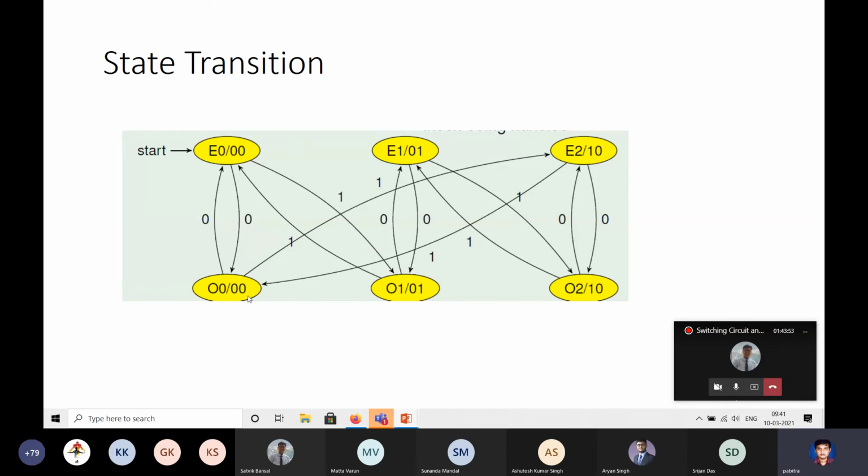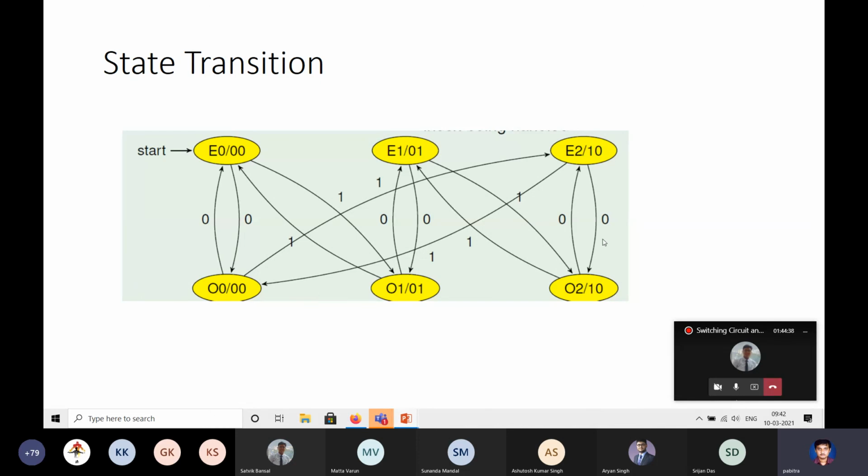Okay, but on 1, E0 moves to O1, E1 moves to O2, E2 moves back to O0. Similarly, O0 on 1 moves back to E2, O1 on 1 moves back to E0, O2 on 1 moves back to E1. So for E, it's forward: E0 to O1, E1 to O2, E2 back to O0. For the O, it's the reverse. So O2 goes to E1, O1 goes to E0, and O0 goes back to E2.